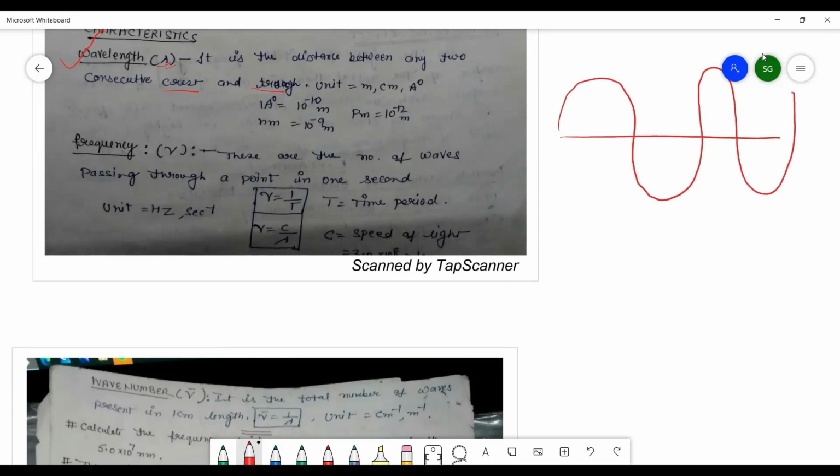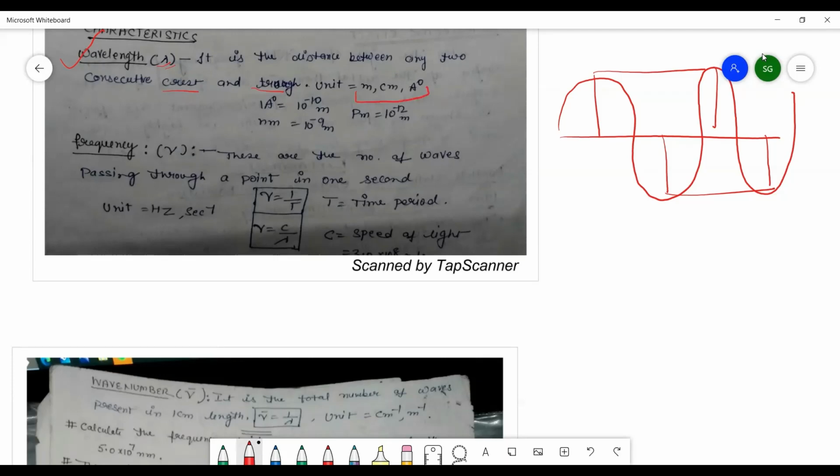So, the distance between any two crests, or any two crests and troughs, is called the wavelength. And the unit of wavelength may differ: meter, centimeter, angstrom, maybe picometer, maybe nanometer.